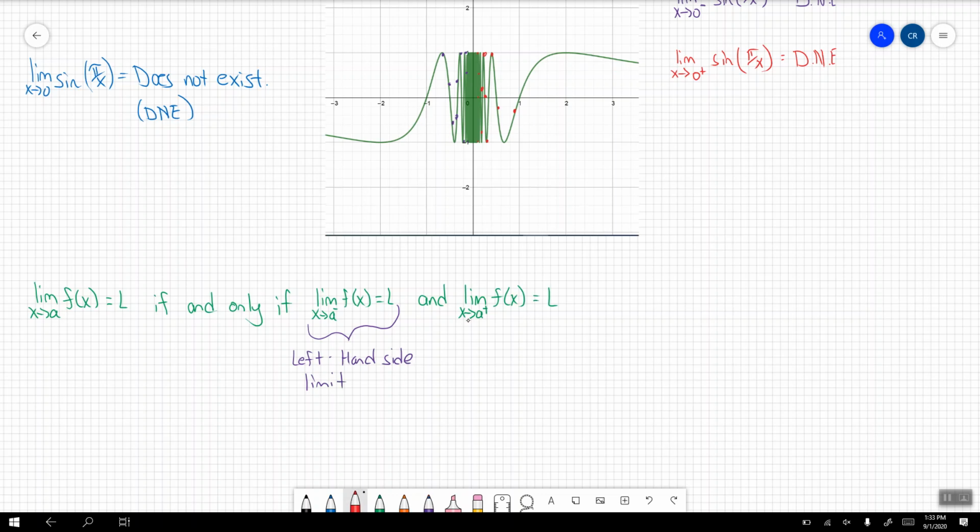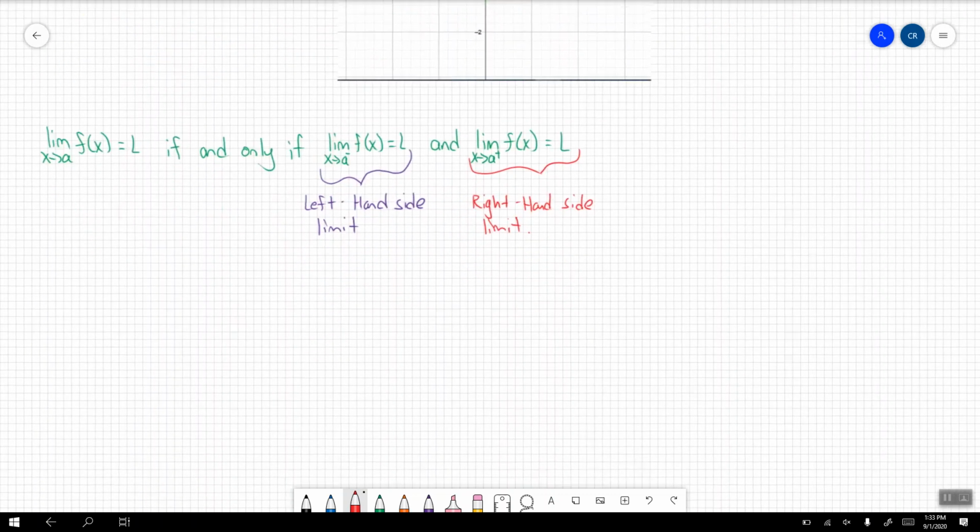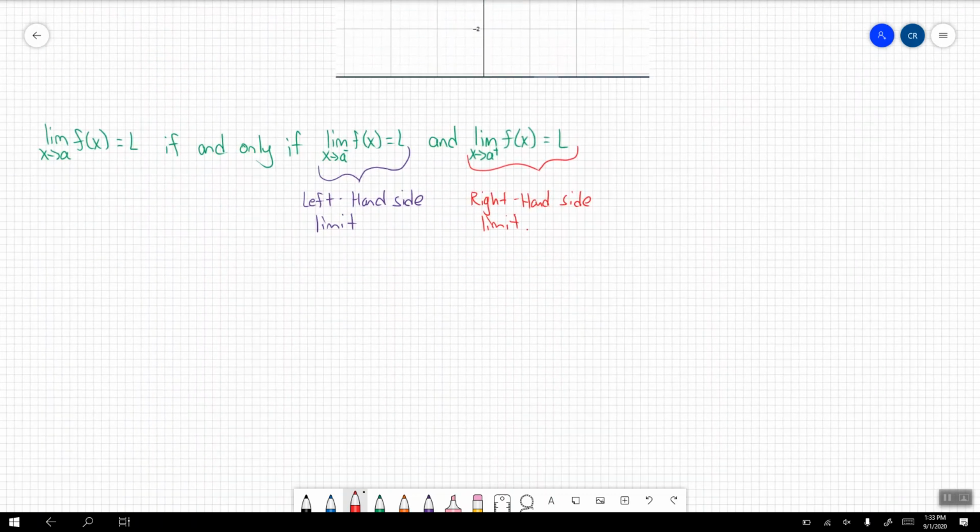So that was the left-hand side limit, and here's the right-hand side limit. If they both exist and if they both are the exact same number, well then we can conclude that the limit does exist, and more importantly, it is that number in question. So that's going to be super important for us, and we're going to rely on that definition as we move forward throughout the course.